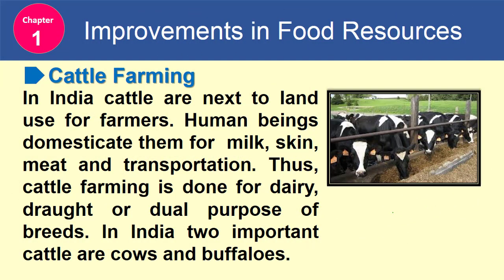So let's see what is cattle breeding. In India, cattle are next to land used for farmers. Human beings domesticate them for milk, skin, meat and transportation. Thus, cattle farming is done for dairy, draught or dual purpose breeds. In India, two important cattle are cows and buffaloes.